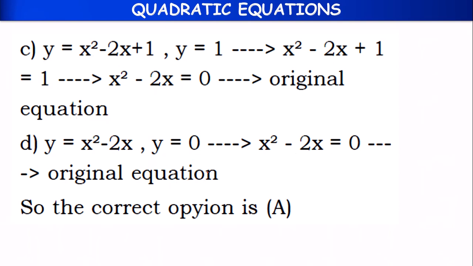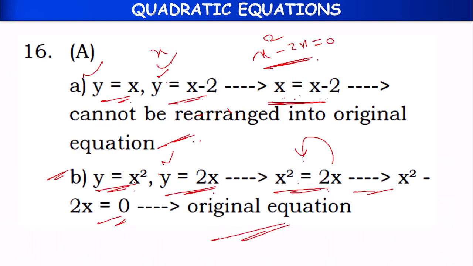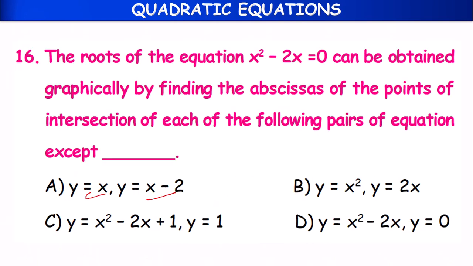Means in all the equations, with the given abscissae of points, we were able to reduce to the original equation except the first option. So option A is the correct answer.